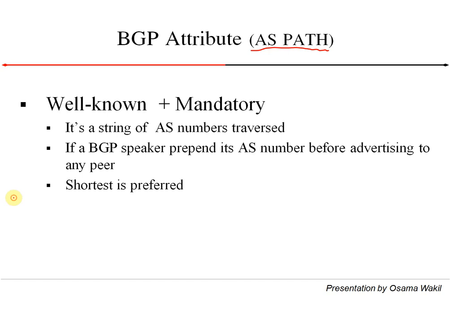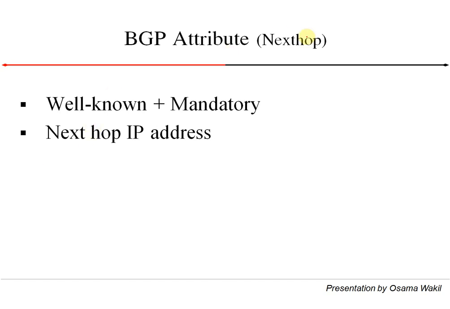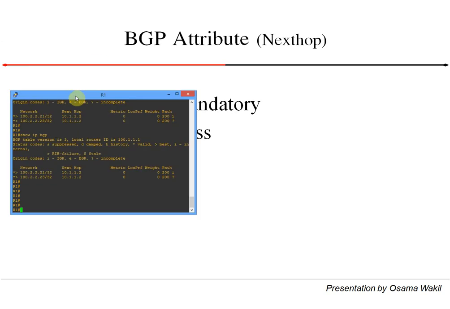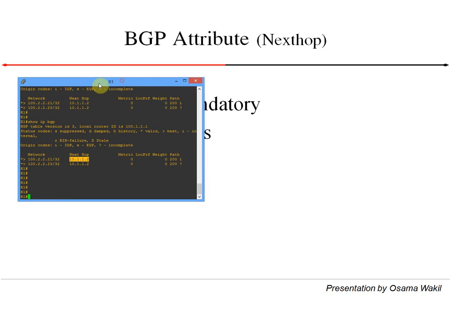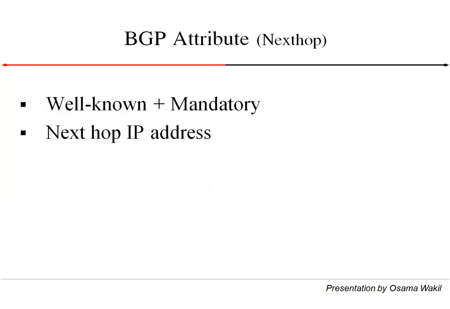Then next is Nexthop. The Nexthop is also a well-known mandatory attribute, and here is the Nexthop, 10.1.1.2. That is the Nexthop which it needs to take to go to the destination.